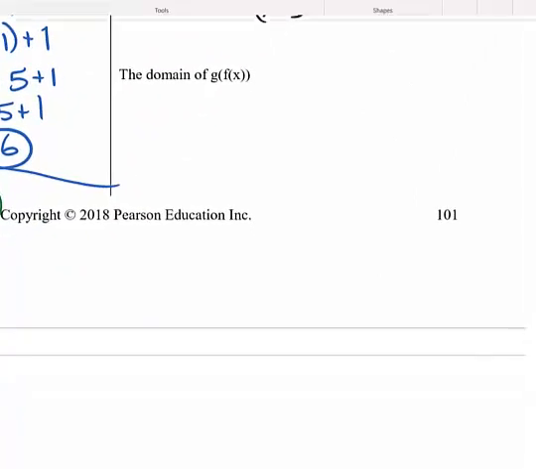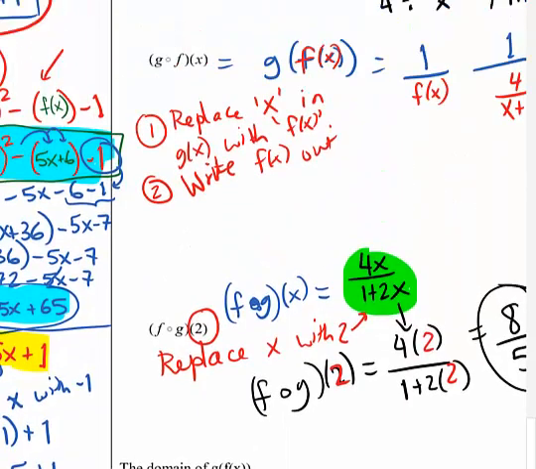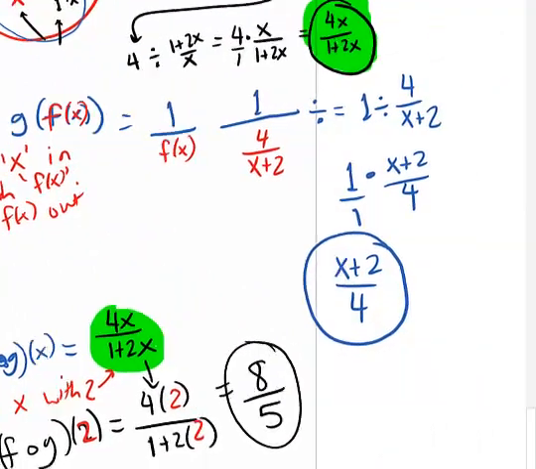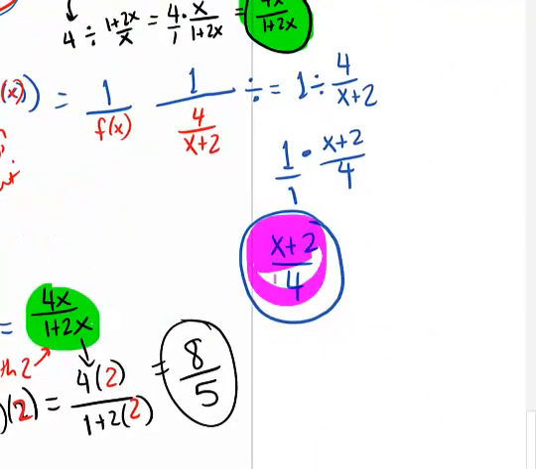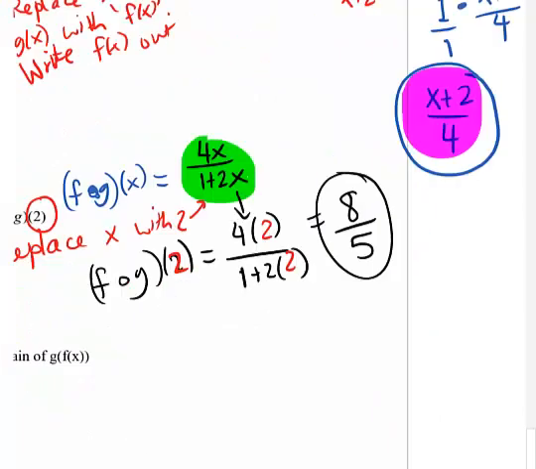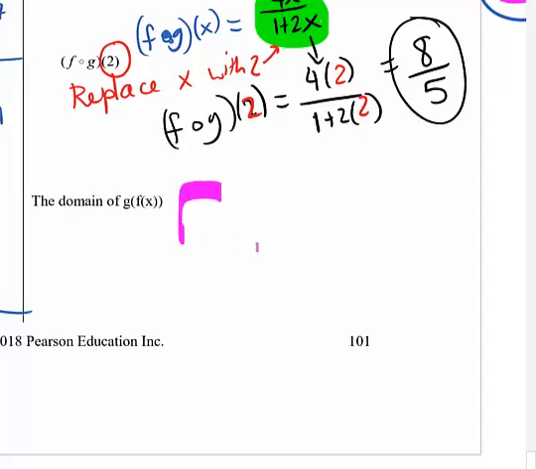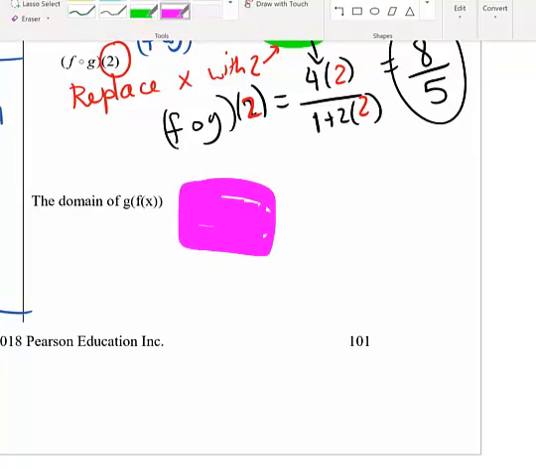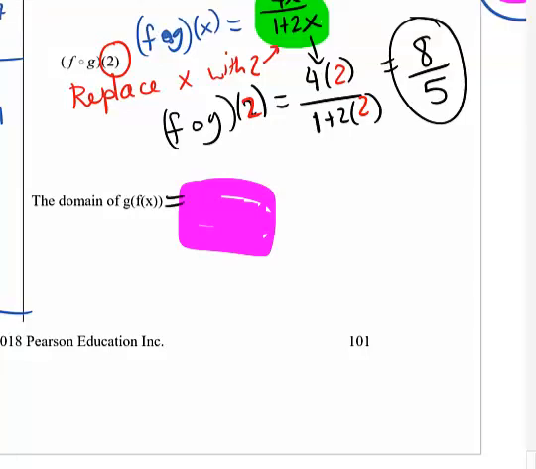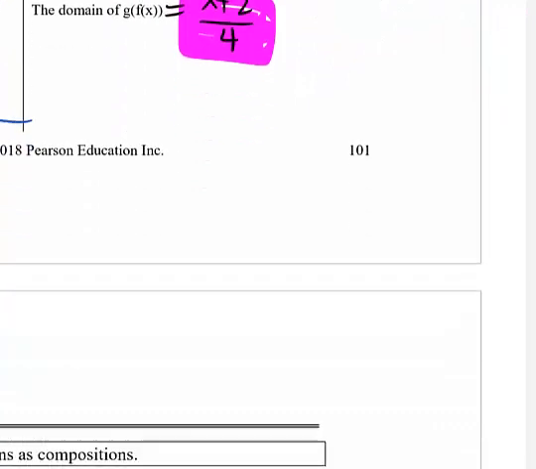I already forgot what that was. g of f was... where'd he go? I found that in the second part. Here he is: x plus 2 over 4. Okay, I want to find the domain of that. There he is. Alright, the domain.